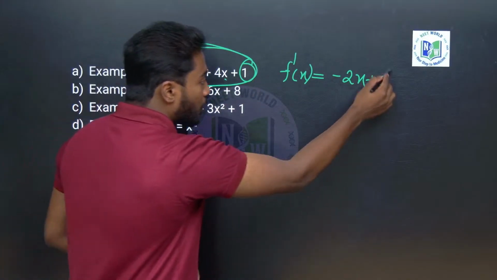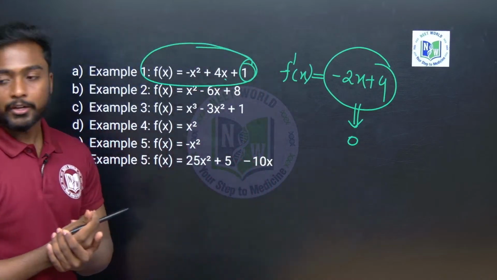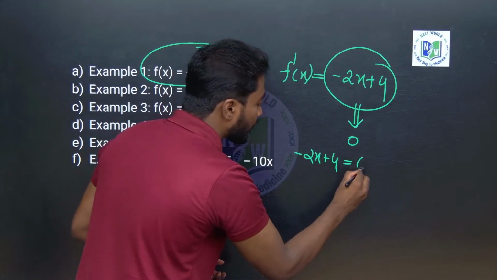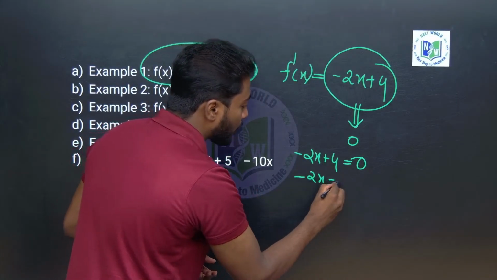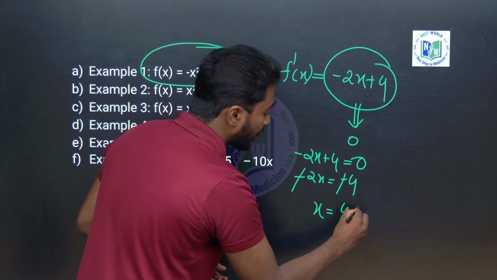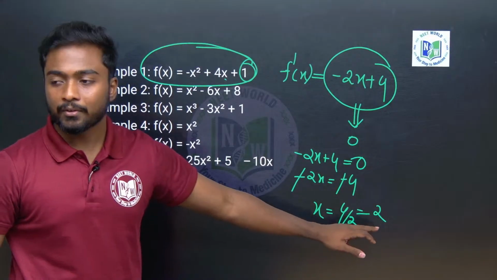So take the equation, equate it to 0. So minus 2x plus 4 equals 0. Minus 2x equals minus 4. Minus minus will get cancelled. X is equal to 4 by 2, which is 2. This is the value of x I got.